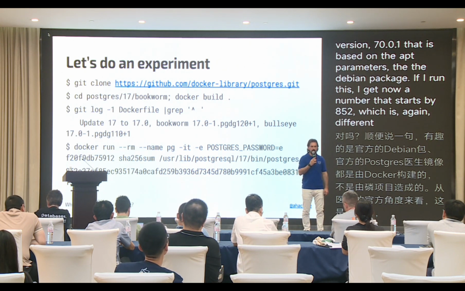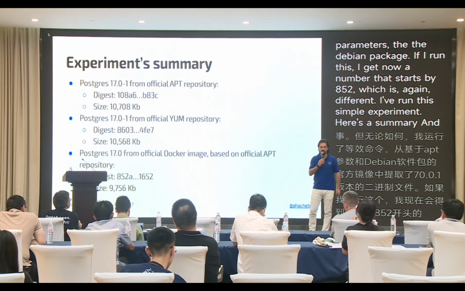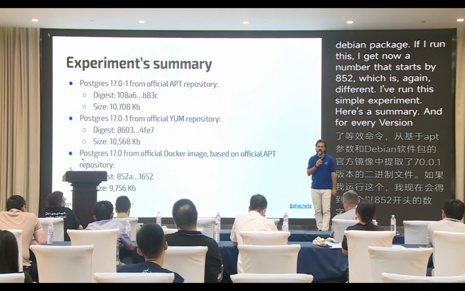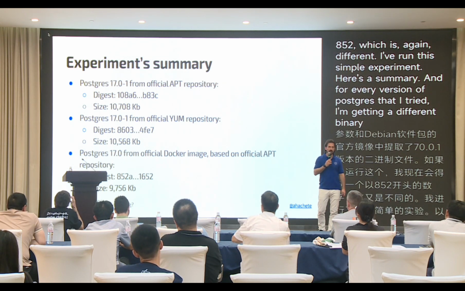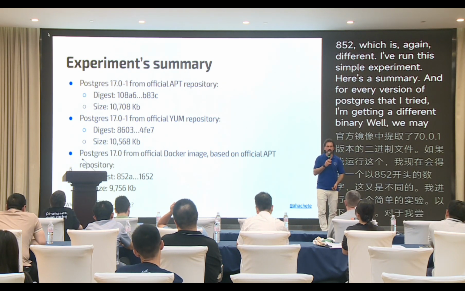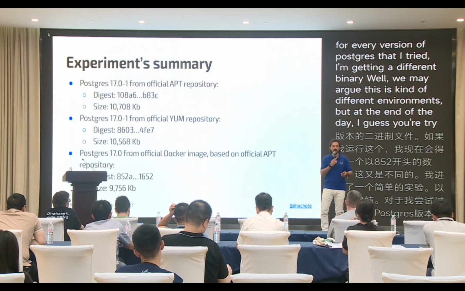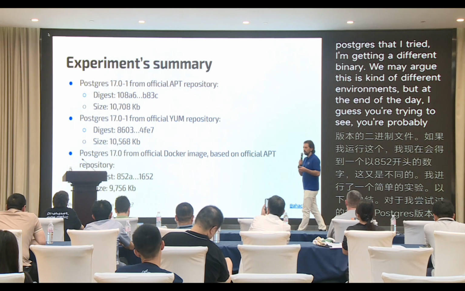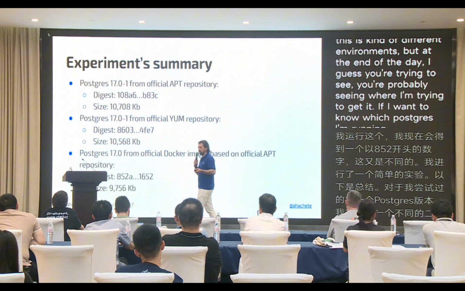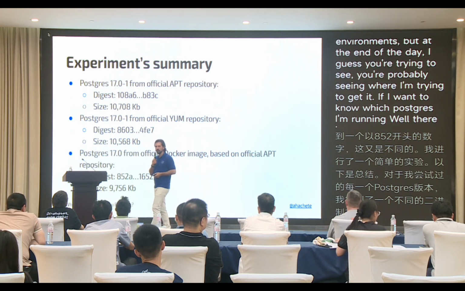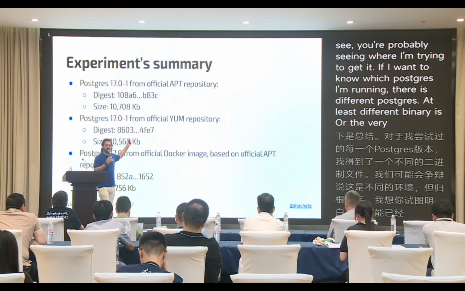So I've run this simple experiment. Here's a summary. For every version of Postgres that I tried, I'm getting a different binary. Well, we may argue these are different environments, but at the end of the day, I guess you're probably seeing where I'm trying to get at. If I want to know which Postgres I'm running, there are different Postgreses, at least different binaries, for the very same version from official sources.